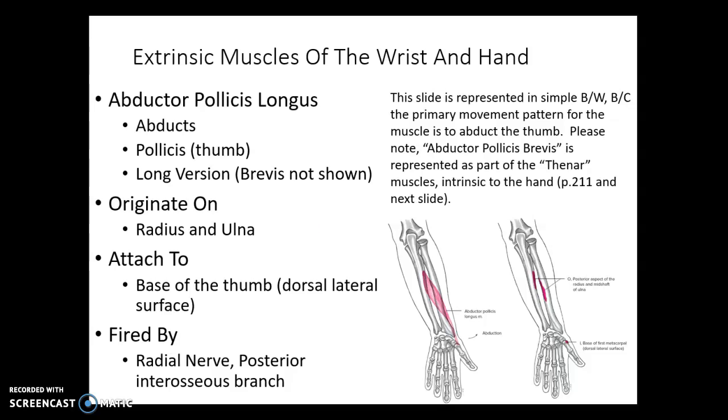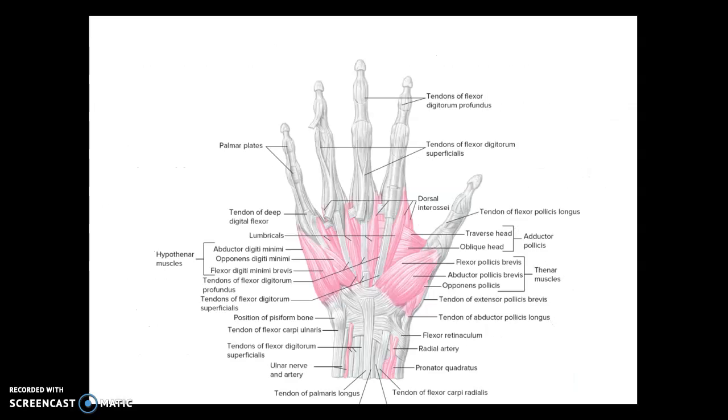Abductor pollicis longus, I left this in black instead of color coding it because it primarily abducts the thumb. And when you look at the thumb itself, it's fired by the radial nerve. But abductor pollicis brevis, which is the cousin to this, is a thinner type of muscle, and it's intrinsic to the hand, and you'll see that on page 211 in the next slide, whereas pollicis longus is extrinsic to the hand and wrist. I put this up here for your benefit so you can see pollicis brevis and the thinner muscles. And also take a look at these.